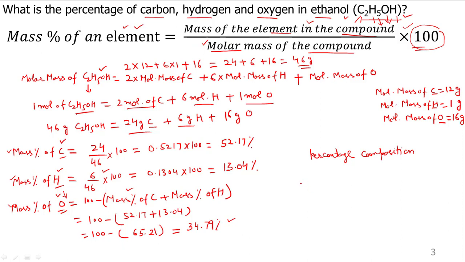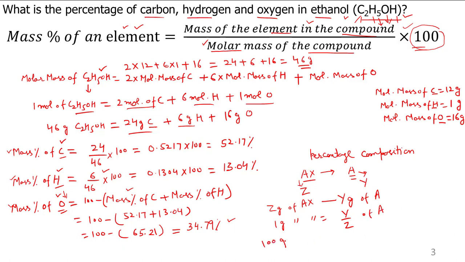Now suppose we have any compound AX and we have to calculate percentage composition of A, and suppose molar mass of AX is Z and molar mass of A is Y. So Z is molar mass of AX, Y is molar mass of A. Now this says that Z gram of AX contains Y grams of A. So 1 gram will contain Y divided by Z. Now we have to calculate for 100 gram. To calculate percentage, it is Y by Z into 100.